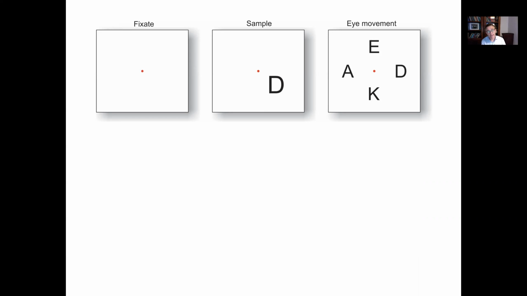Okay, to find that out, we trained the animals to recognize 16 letters of the alphabet. And in the visual version of the task, they look at the fixation point, we present a letter, and then they get the choice menu, and they're supposed to make an eye movement to the letter they just saw. So here the monkey would be reporting the letter D.